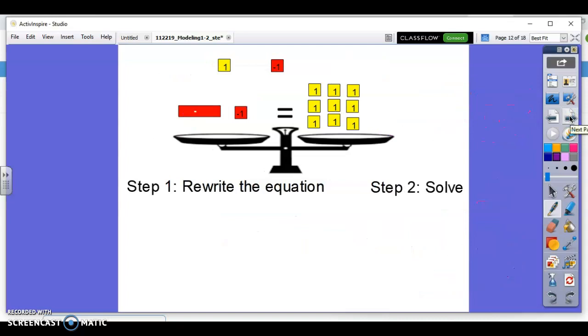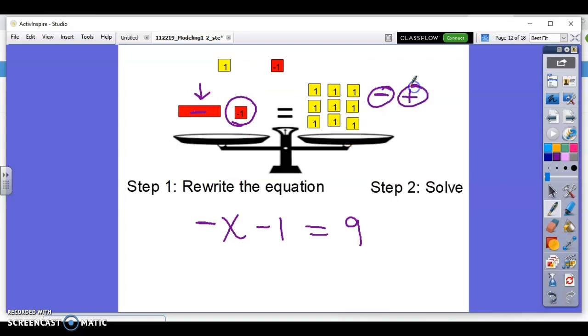All right, go ahead and try this one. So once again, that's a negative. So you have negative x minus 1 equals positive 9. So we want to get the x by itself, so we need to get rid of this negative 1, and we have none, so we add a 0 pair. A negative and a positive. Now we can get rid of it.